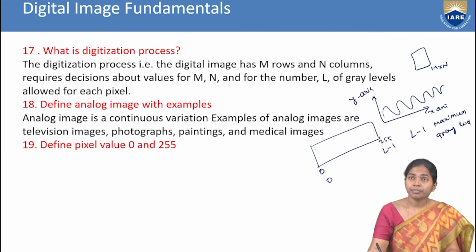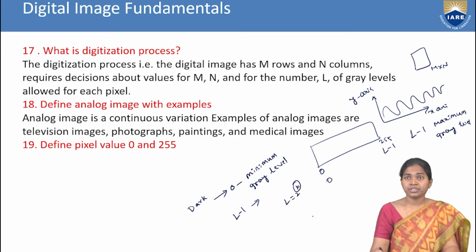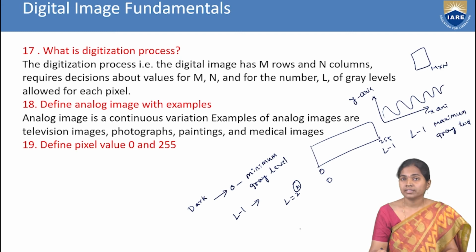0 is the minimum gray level value, which means it is dark. L minus 1 is the maximum gray level value, which means it is bright. If L equals 2 power k, where k is the number of bits in each pixel, based on that we can decide the grayscale value.